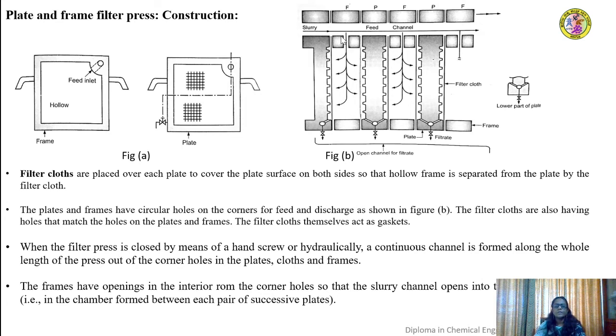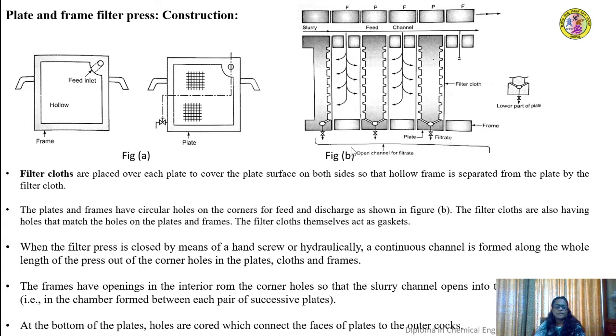So each frame will have an opening that leads the slurry channel to the inside of the frame, that is to the inside of the chamber that is formed between the successive plates. So that is how the slurry can be admitted on each plate from the inside opening that is provided inside the frames that are alternatively placed in between each plate.